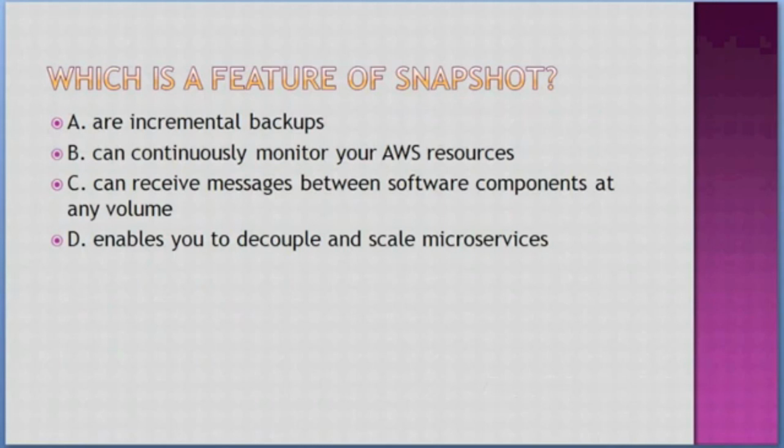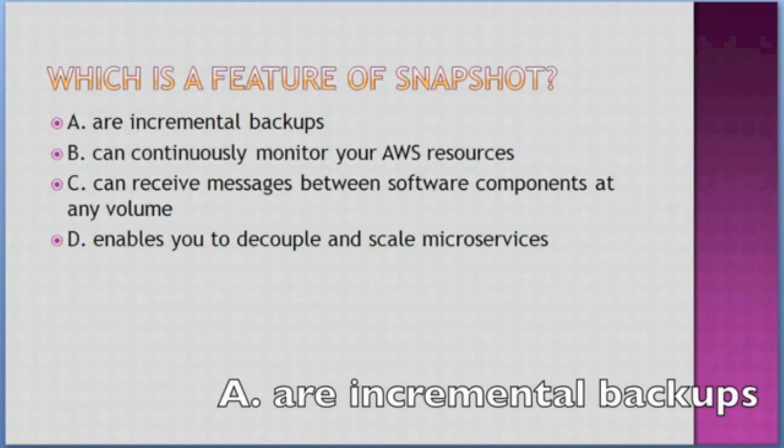Which is a feature of Snapshot? A. Are incremental backups. B. Can continuously monitor your AWS resource. C. Can receive messages between software components at any volume. D. Enables you to decouple and scale microservices. Answer A. Are incremental backups.